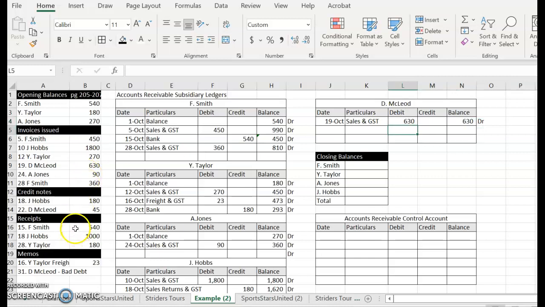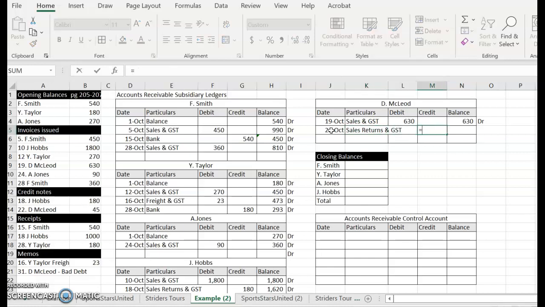D. McLeod on 22nd returns some goods. We know that because it's a credit note. And we issue that credit note for returns. So again, sales returns and GST. And a credit will decrease how much they owe. So D. McLeod here, credit note, 45.